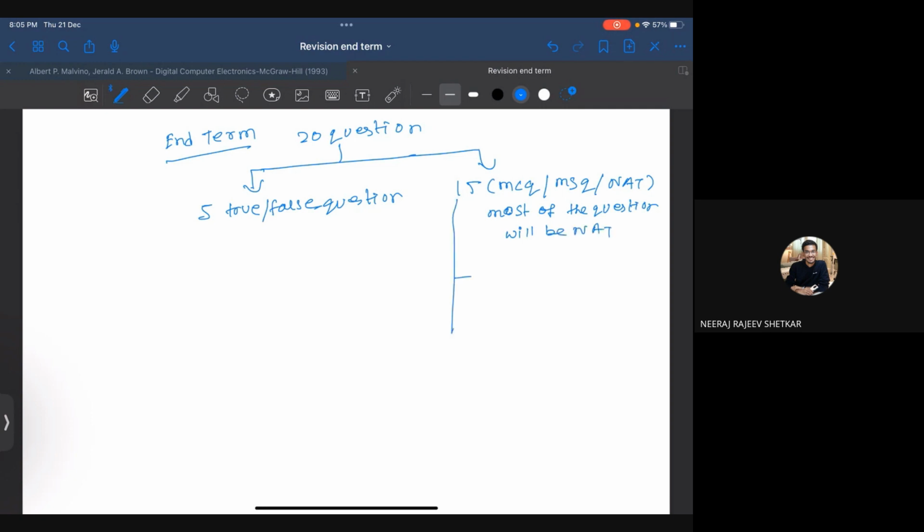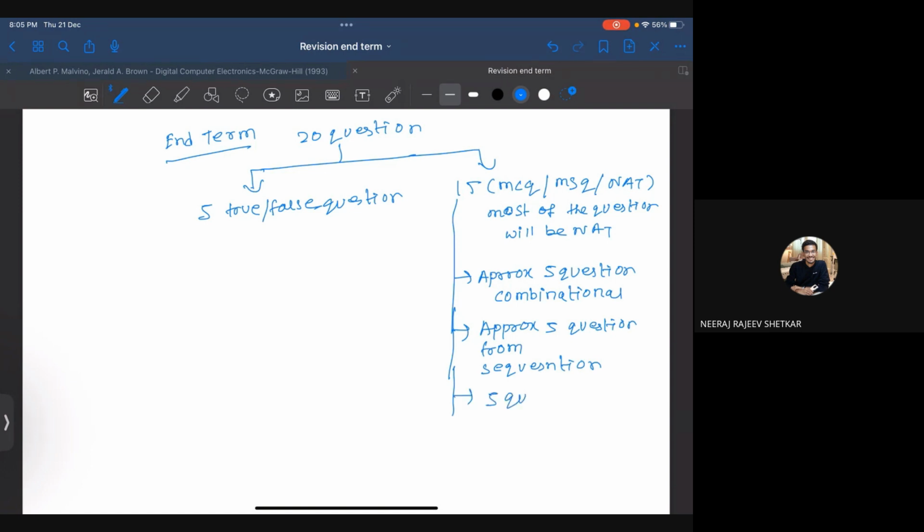From those 15 questions, approximately 5 questions will be from combinational, approximately 5 questions from sequential, and approximately 5 questions from CPU design pattern.